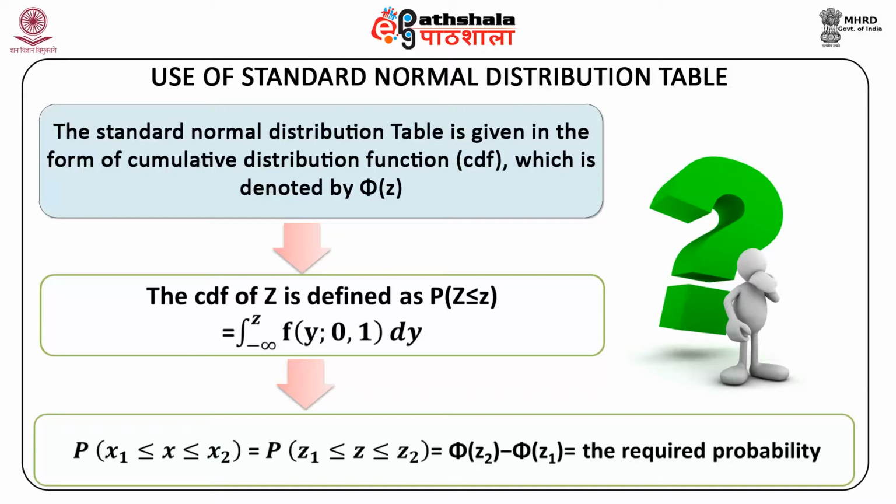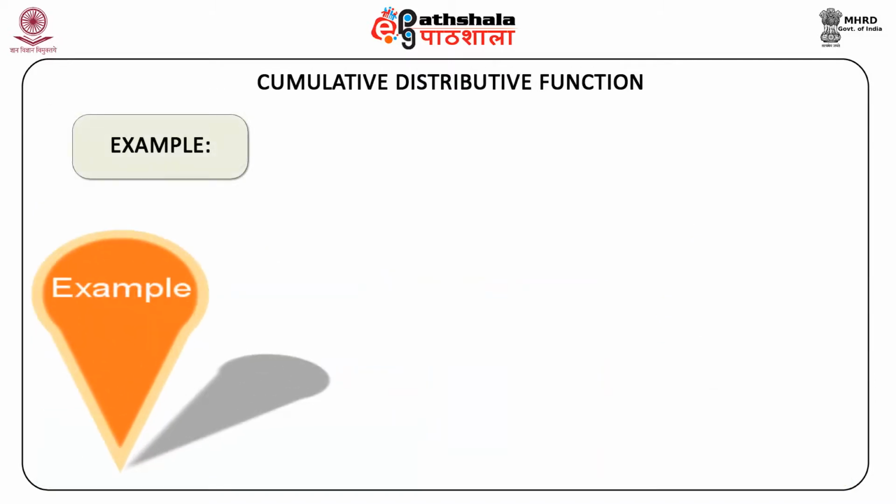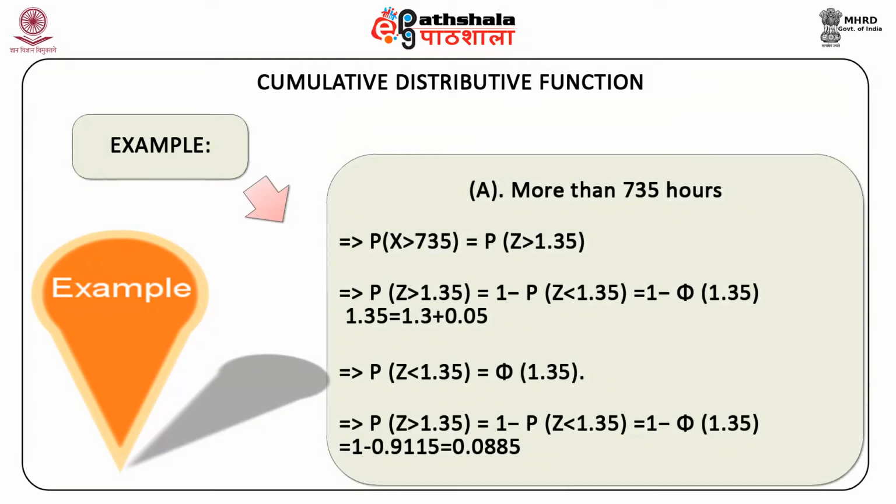Students should bear in mind that since we are studying continuous variables, the signs less than, greater than equal to, less than equal to can be used interchangeably. Let us take an example. It is known that on an average, students spend 600 hours to learn a program with standard deviation of 100 hours. Assuming normal distribution, find the probability that to complete the program, a student selected at random will take A, more than 735 hours, B, between 500 to 700 hours, C, less than 550 hours.